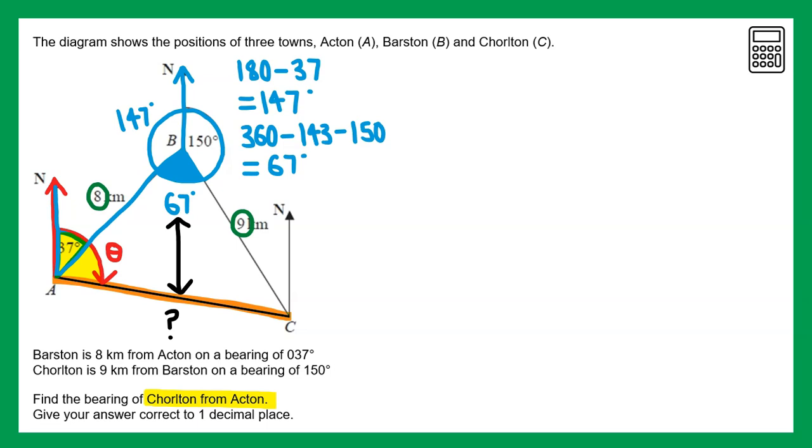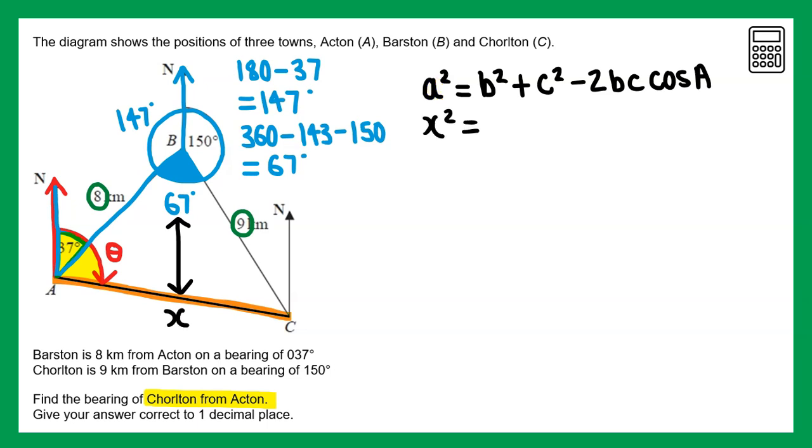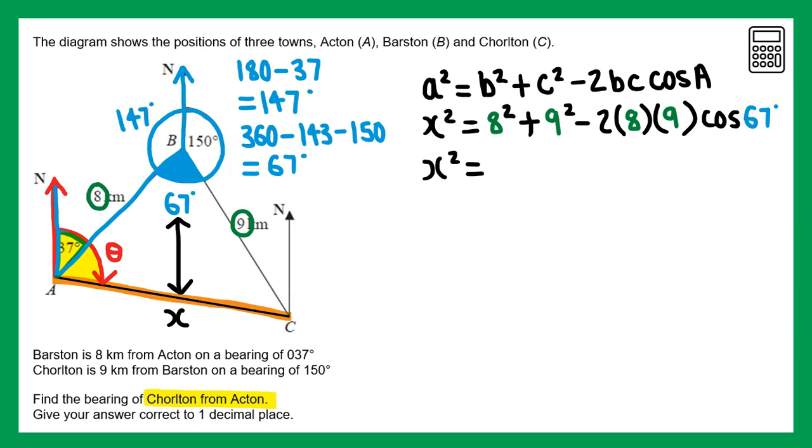Using the version of the formula where the length forms the subject, a squared equals b squared plus c squared minus 2bc cos A, where lowercase a is the length to be found, which I'll label as x. x squared equals one of the known lengths squared, 8 squared, plus the other known length squared, 9 squared, minus 2 lots of 8 multiplied by 9 times cos of the opposite angle of 67 degrees. My calculator will give me a value for x squared of 88.7347.